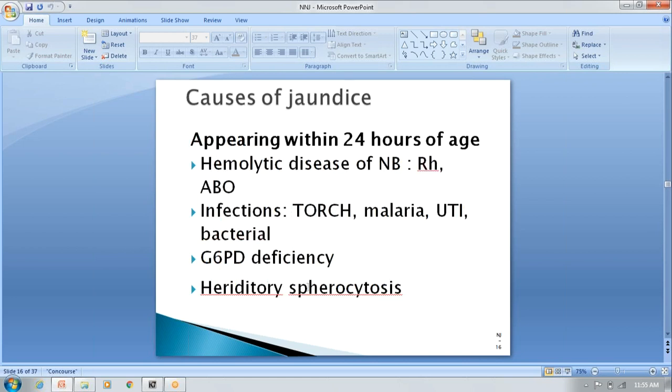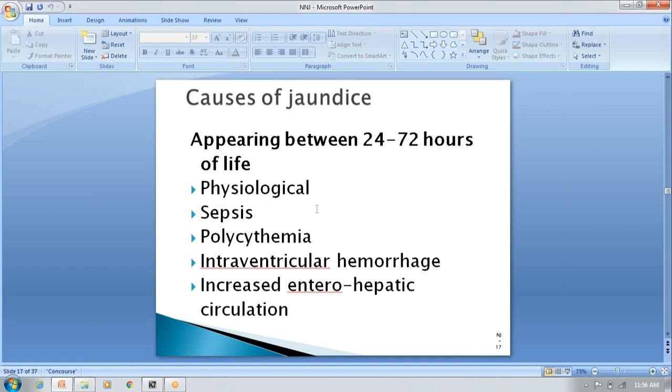So later I will tell you what breast milk jaundice is. Next, the causes of jaundice appearing on the first day: mostly incompatibility like Rh incompatibility, ABO incompatibility, or TORCH infections, or malaria, urinary tract infection in the newborn, and bacterial infection also. Or G6PD enzyme deficiency in the RBC, or hereditary spherocytosis. These are the causes of pathological jaundice.